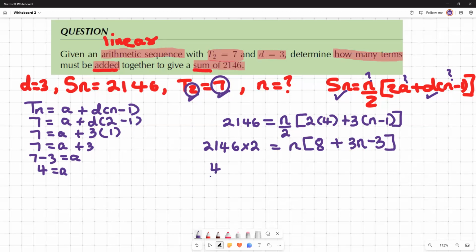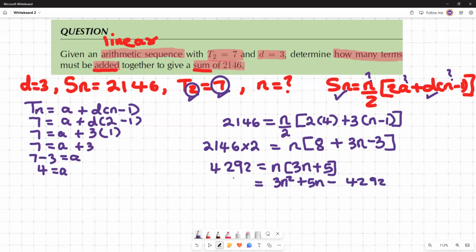This is basically 4292. Then that gives us n in brackets 3n plus 5, because it's going to be 8 minus 3, because they are like terms. Awesome. And then here I can see that I need to FOIL. So I'm going to have 3n squared plus 5n minus 4292. So I move this guy that side, and this side I'm left with 0.